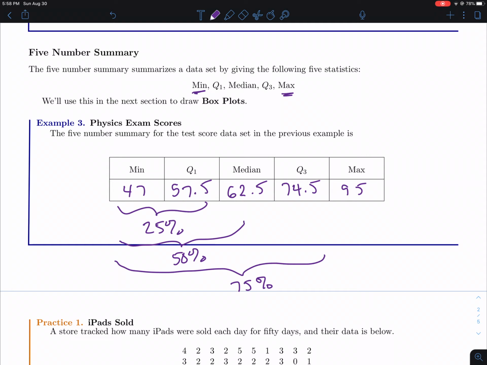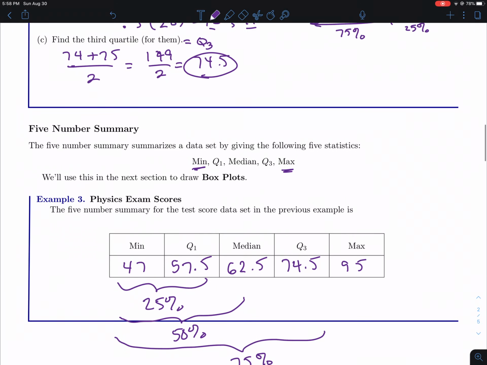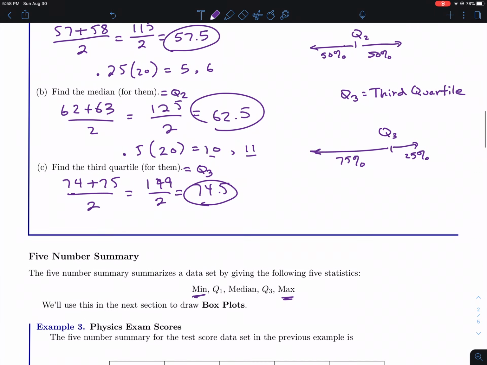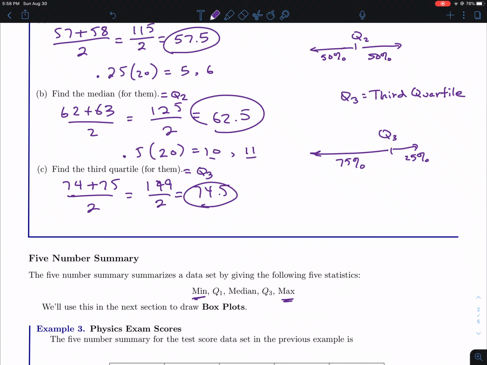And you can think about it the opposite way. Between 74.5 and 95, 25% of the scores lived there. Between 62.5 and 95, 50% of the scores lived there, and so on and so forth. So there's a lot of messing around with these that you can actually do, which is kind of nice. Now there is a neat little way to use your calculator to calculate this 5-number summary as well.